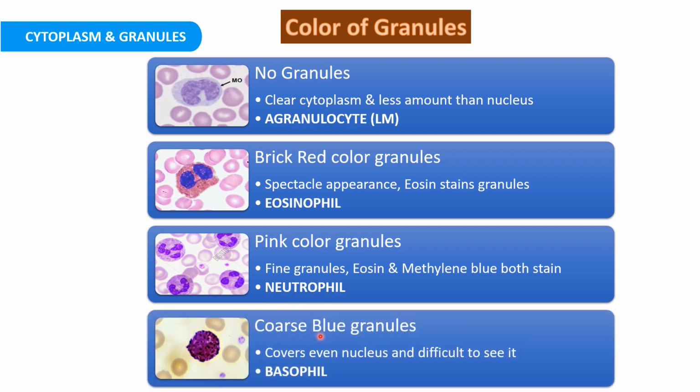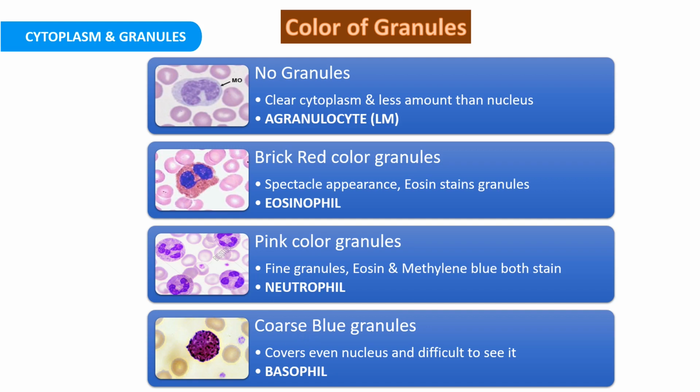If coarse blue granules are present, very large blue granules which are covering the nucleus, so you cannot even see the nucleus, that means it is a basophil. Why? Because it is stained by methylene blue. Methylene blue stains the granules, that is why they are blue in color, and they are so big that they cover the nucleus, and even the nucleus is not visible. So basophils have coarse blue granules and the nucleus is not visible. This is how you identify the various types of WBCs.